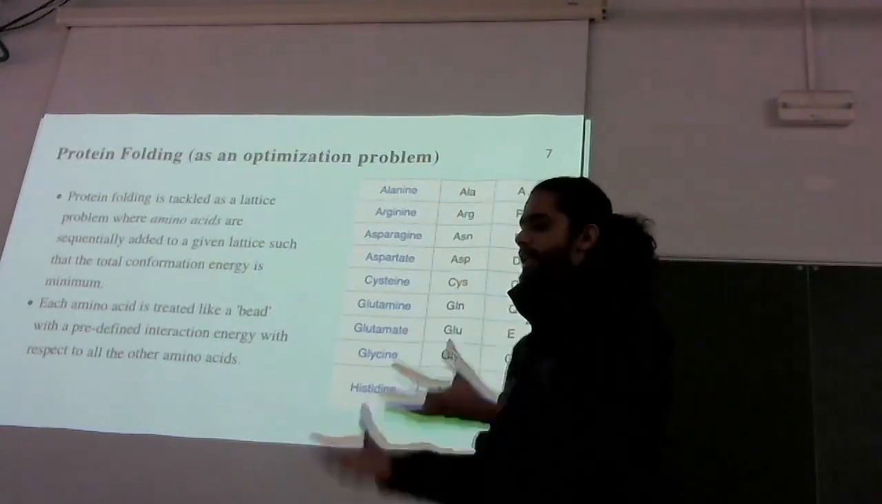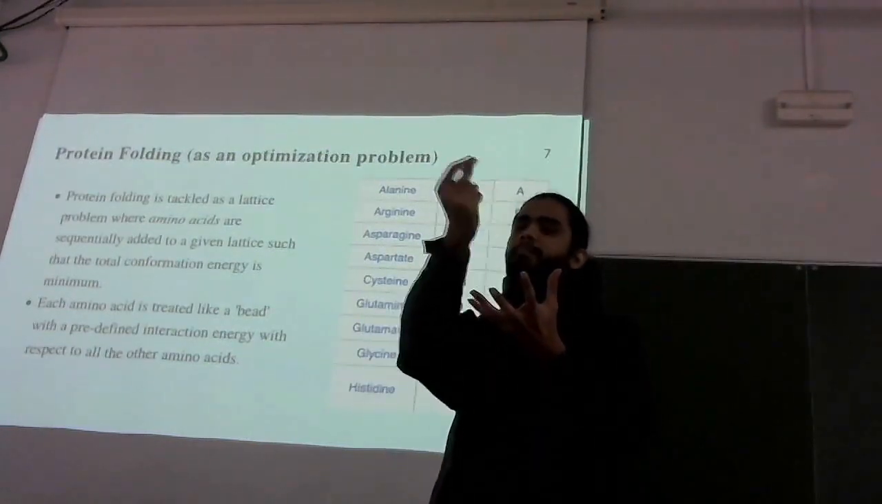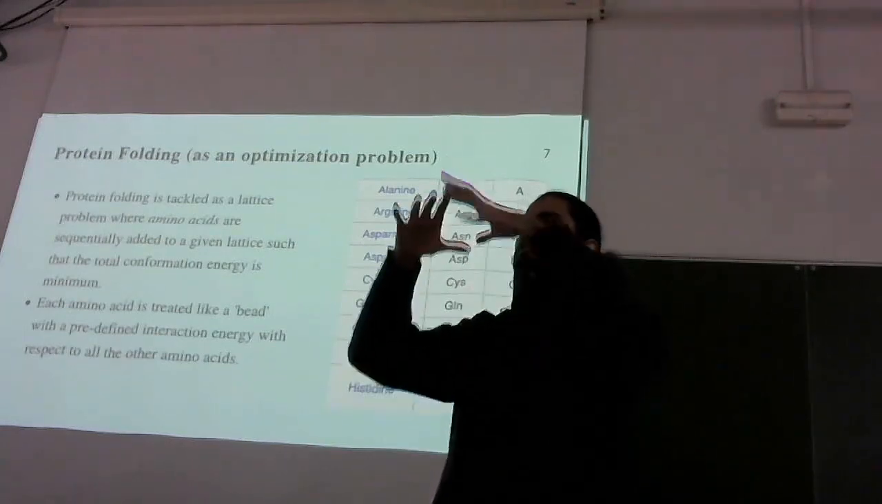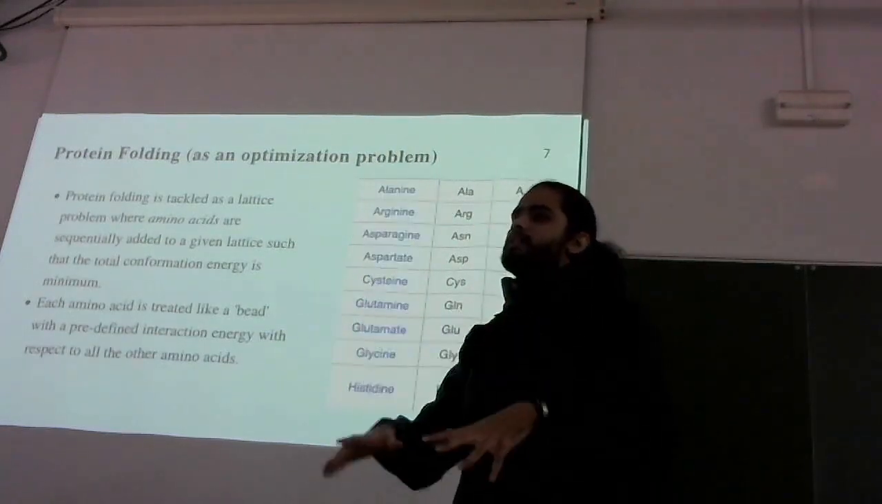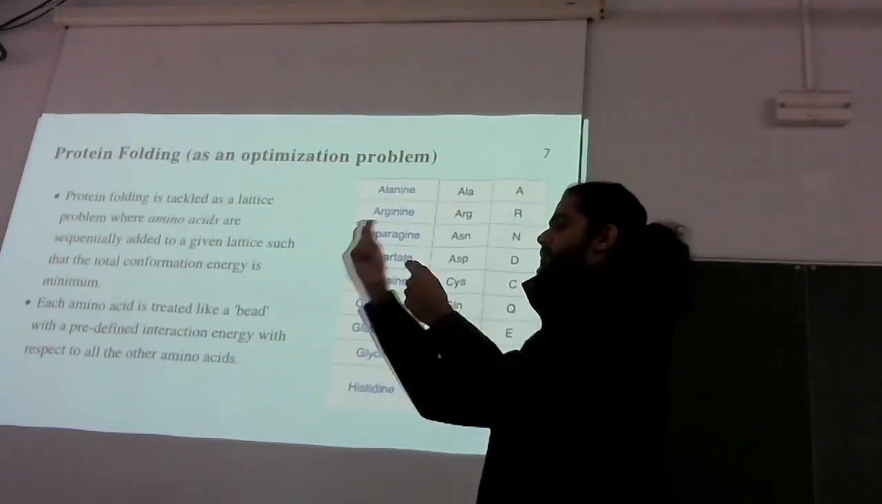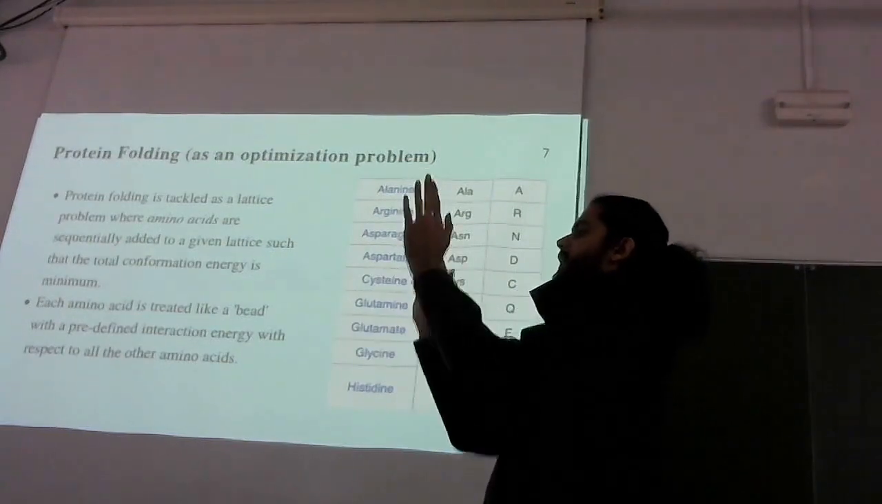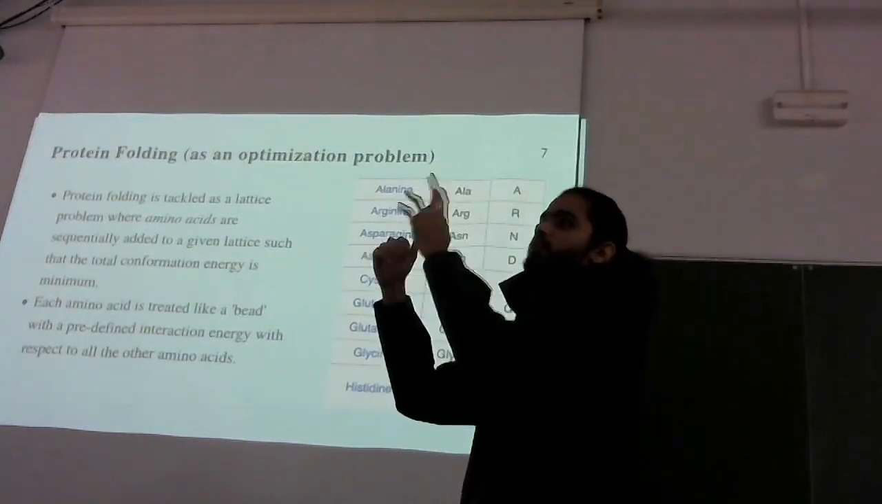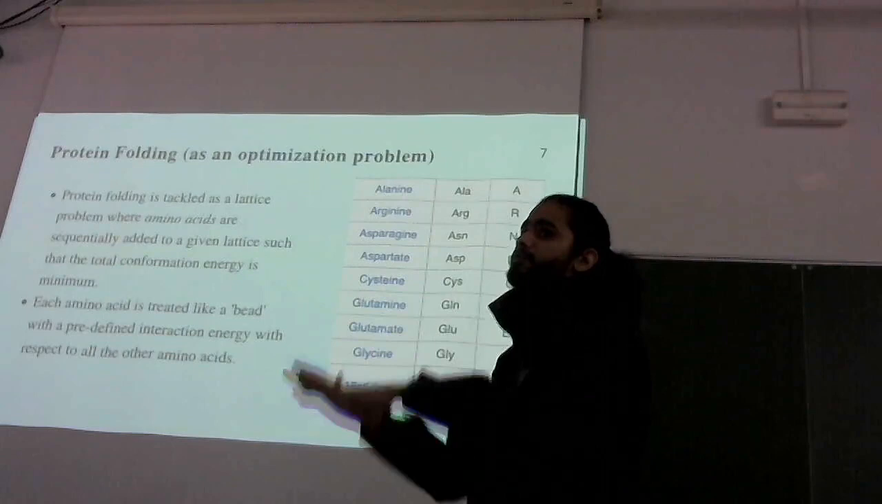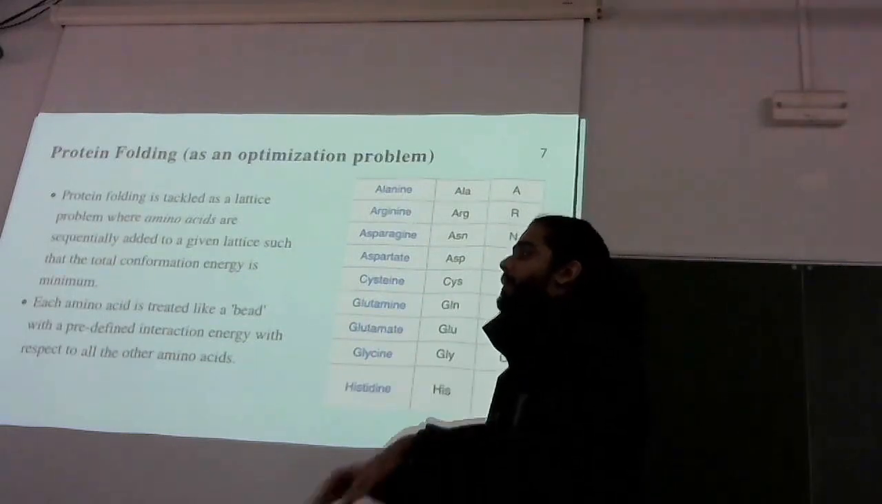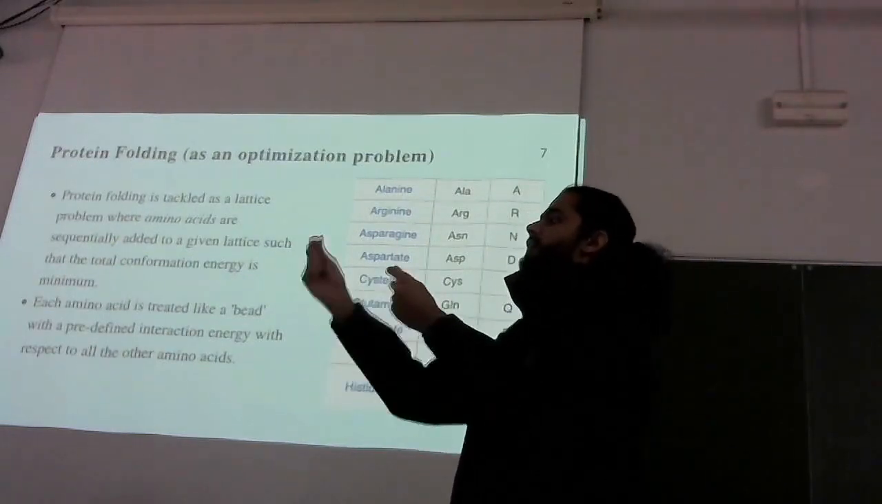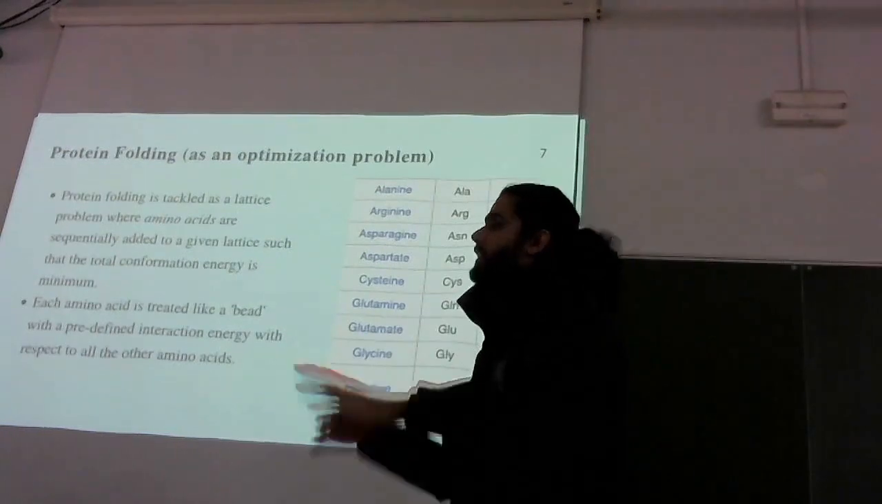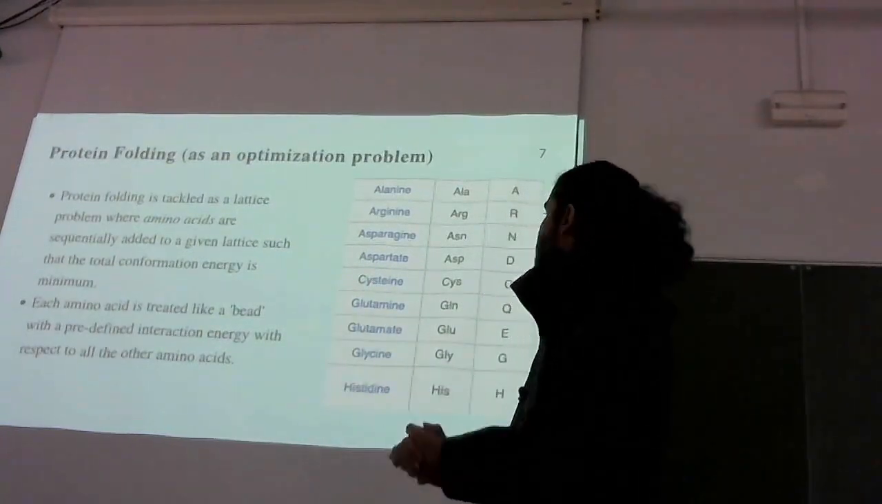So what I do is I take a lattice and put my beads in the lattice such that the whole conformation energy is minimized. I take one, put another, and the folded state will be the most stable configuration, at the minimum energy. My job is to place them so that the energy is minimized. So that's the optimization problem.